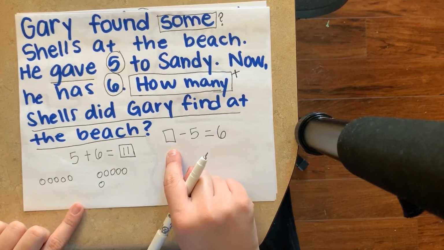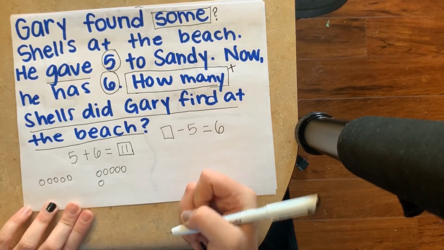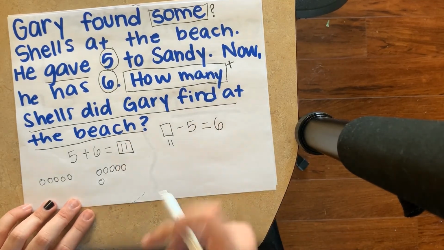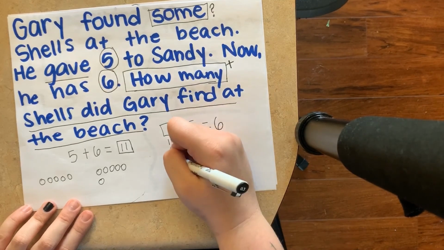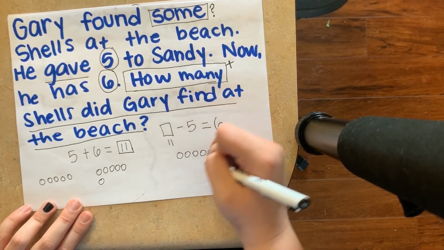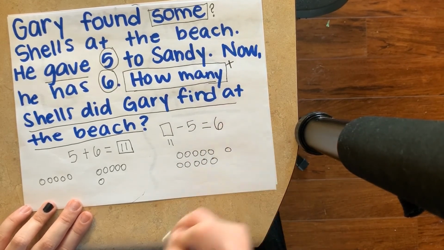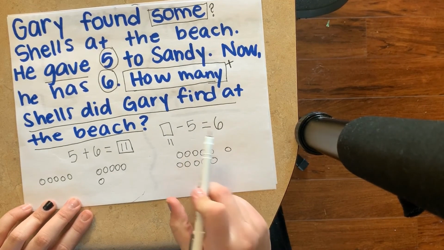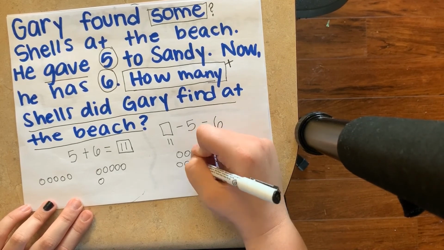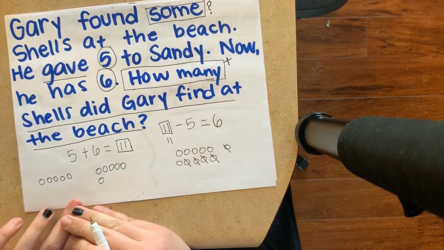But let's go over here. 11 should work in this box too. So what I'm gonna do, I'm not gonna write it there yet, but I'm gonna put it right here. So 11 take away 5 should equal 6. Let's draw 11. 1, 2, 3, 4, 5, 6, 7, 8, 9, 10, 11. So I should be able to take away 5 and be left with 6. 1, 2, 3, 4, 5. And I do have 6 dots left over, so our answer is 11.